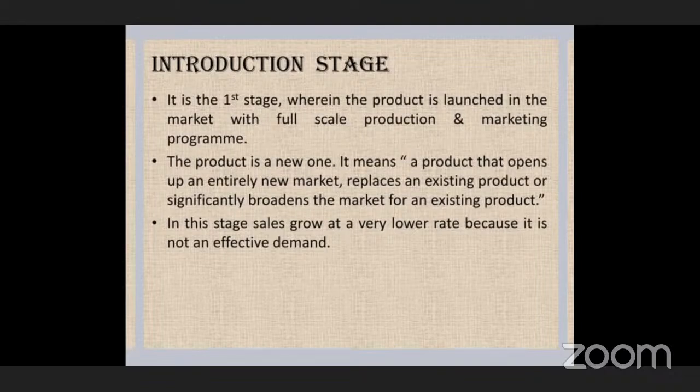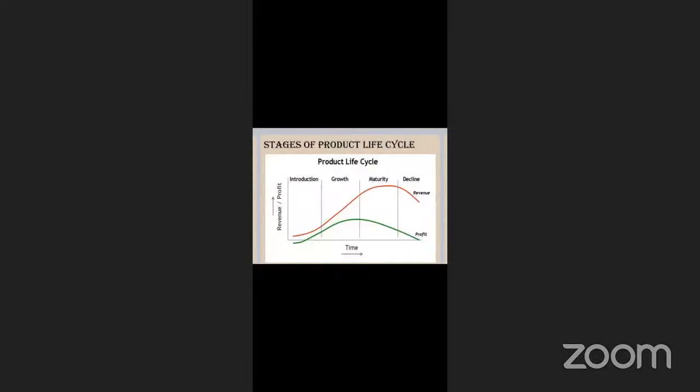Once the manager understands how the product is behaving in the market in the different stages, the business houses can strategically work on the product. Now let us see how the product life cycle graph looks. This is the product life cycle graph: introduction stage, growth stage, maturity stage, and decline stage.